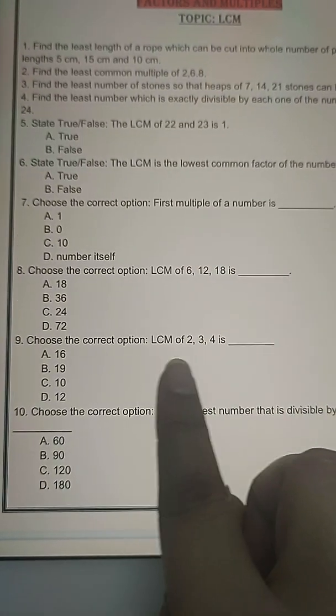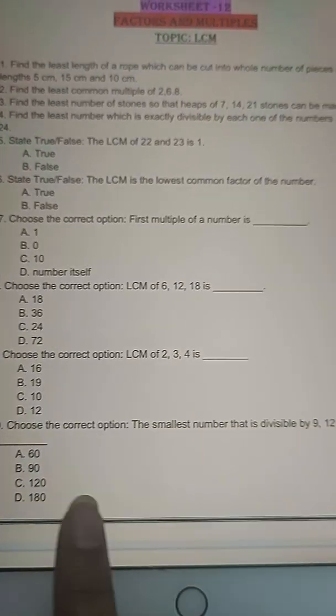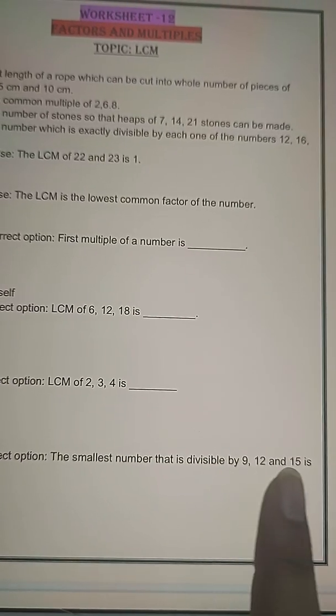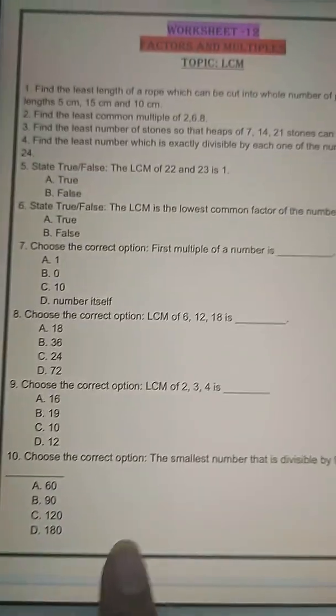And here also you have to find the LCM of 2, 3, 4. And here you have to find the smallest number. Again, the least common multiple of 9, 12 and 15. That's it. That's what you have to do in this worksheet.